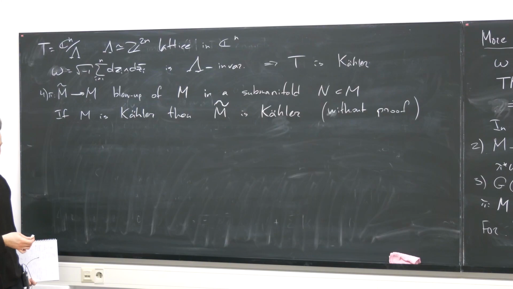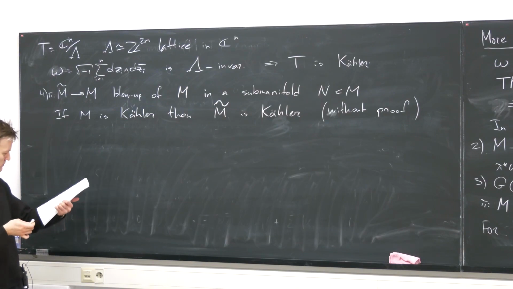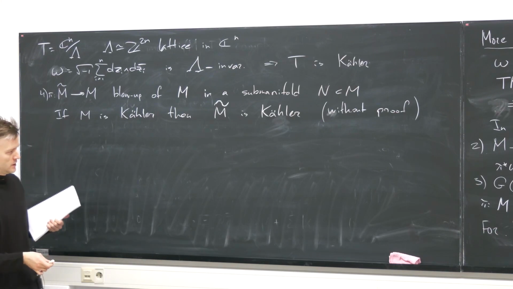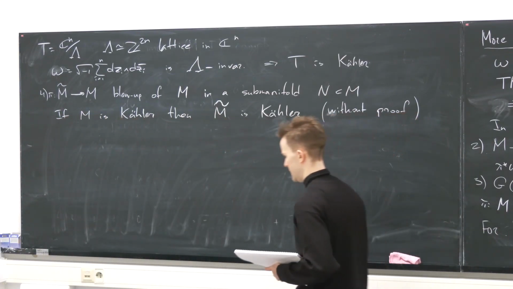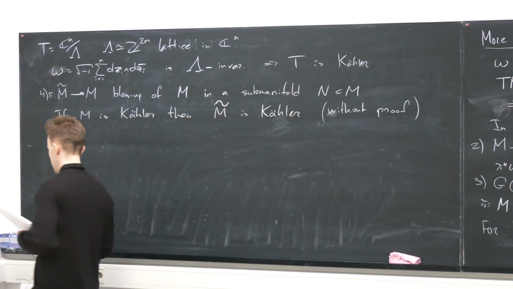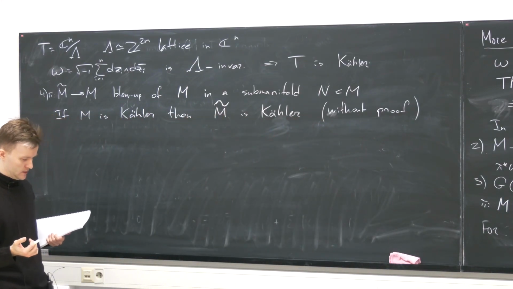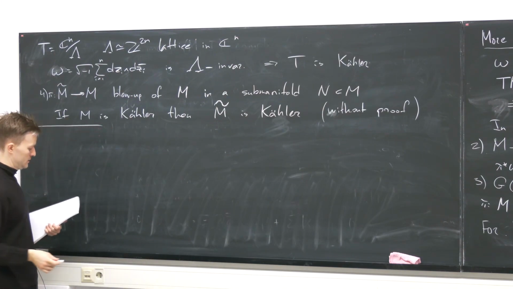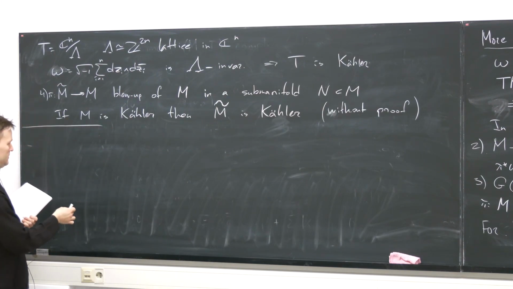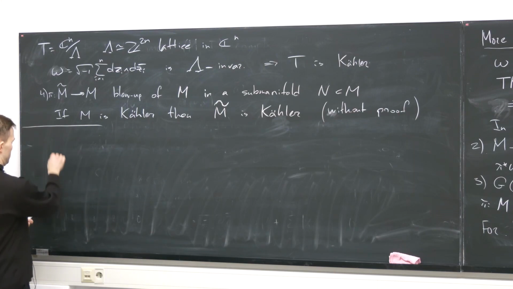Alright, so next I wanted to talk a bit about the Kähler potential. You have seen that the Kähler metric on CPN was locally exact, and actually it was i∂∂̄ of some function, and that is always the case. So the function is called the Kähler potential.